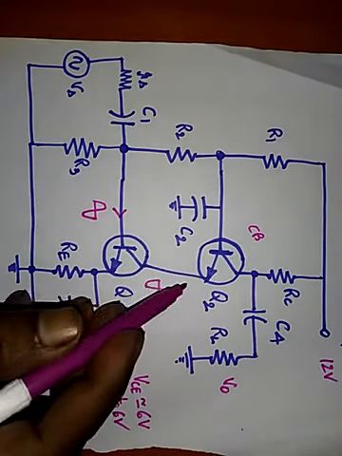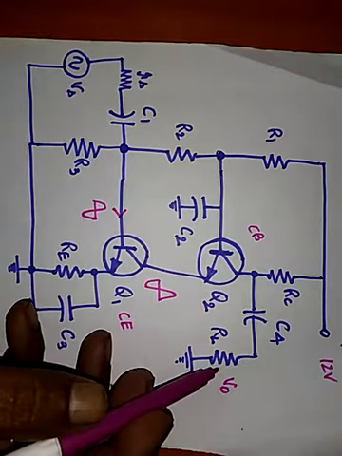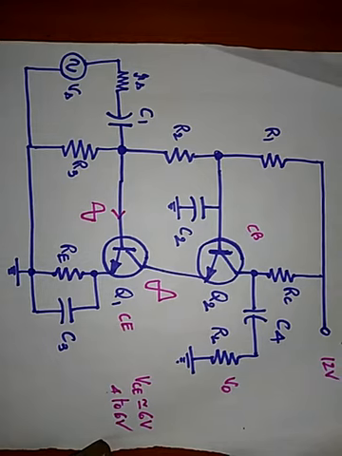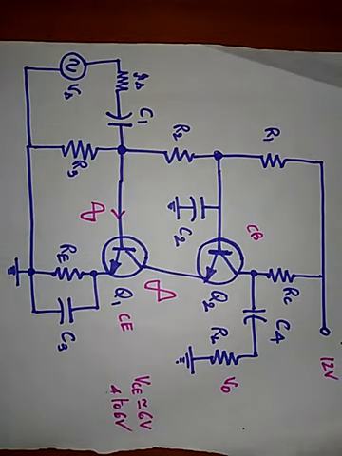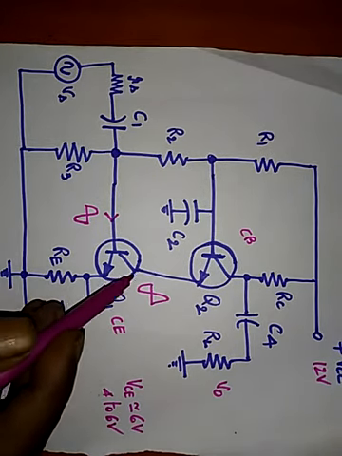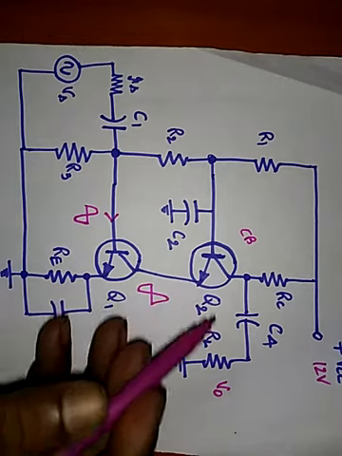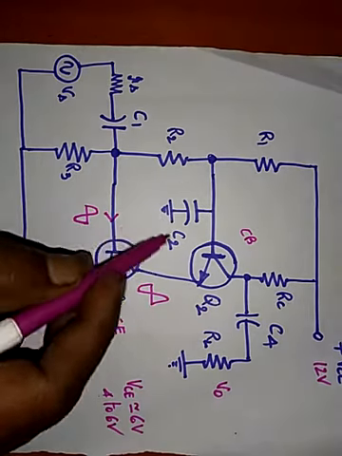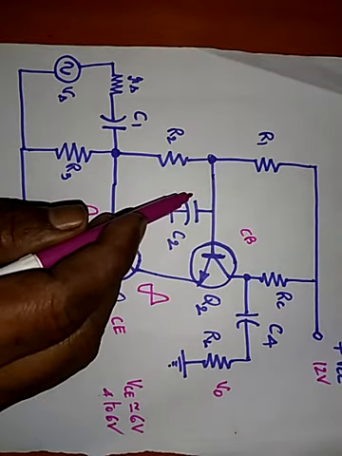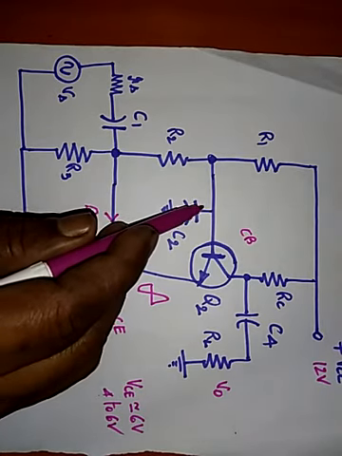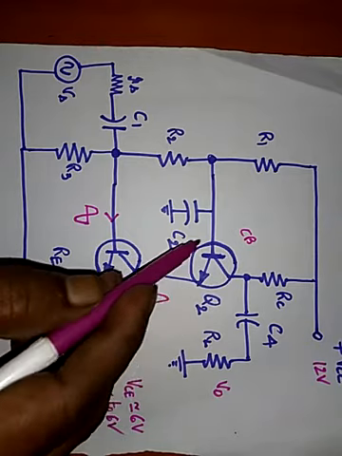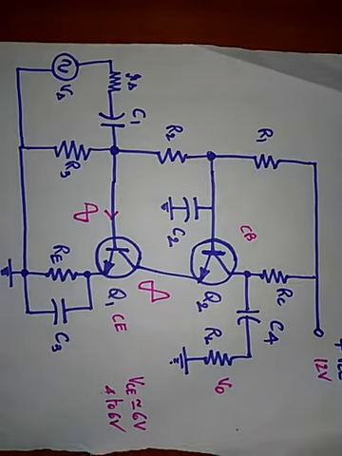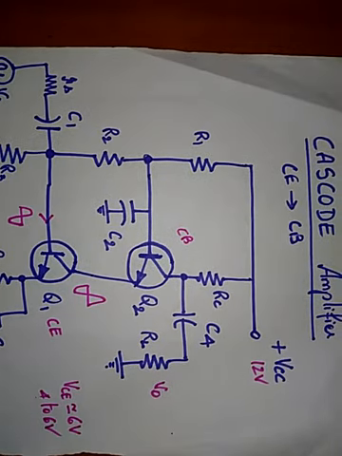This is a common emitter followed by a common base and you will get the output. So this type of connection is called a cascode connection. How to remember this? A common emitter followed by a common base is called a cascode amplifier. And this capacitance is very important. Only while doing AC analysis, this will act as a short, so this will act as a common base configuration. So that's all about the cascode amplifier.